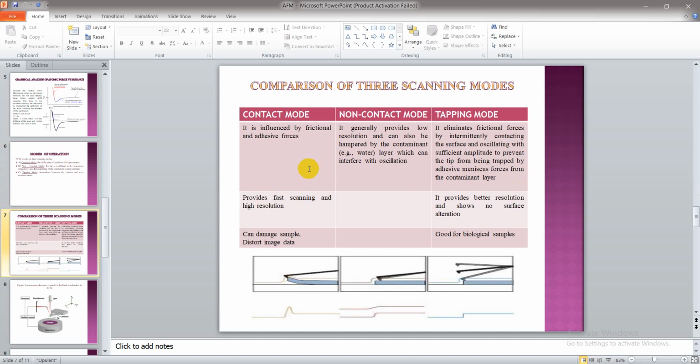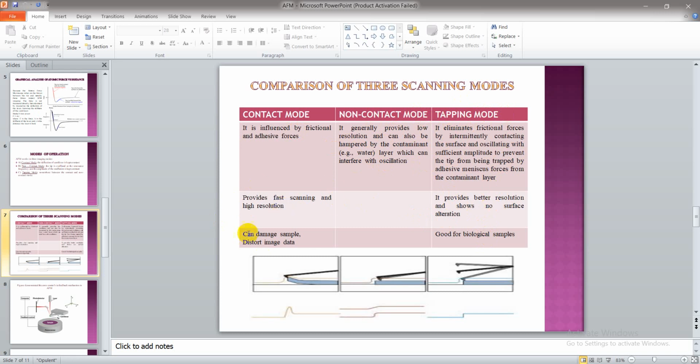So this is the comparison between these three modes. Because the tip is in contact, obviously adhesive and frictional forces come into the picture. In non-contact mode, it generally provides low resolution, so we don't prefer it. So we prefer this mode because it provides one of the better resolutions, and it is very excellent for analyzing biological samples.